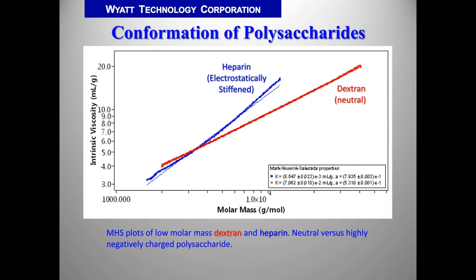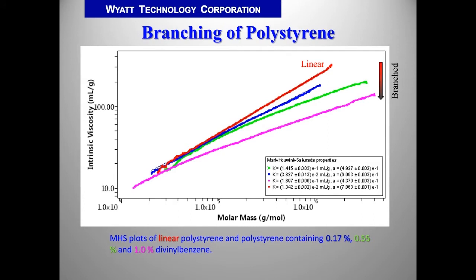And the explanation for this behavior is that heparin is a charged polymer. Actually, it is probably the most charged polysaccharide, and the polymer chain is expanded by electrostatic repulsive forces, and then we get evidence of a rod-like polymer chain conformation. The next slide shows the effect of branching on 4 polystyrene samples.